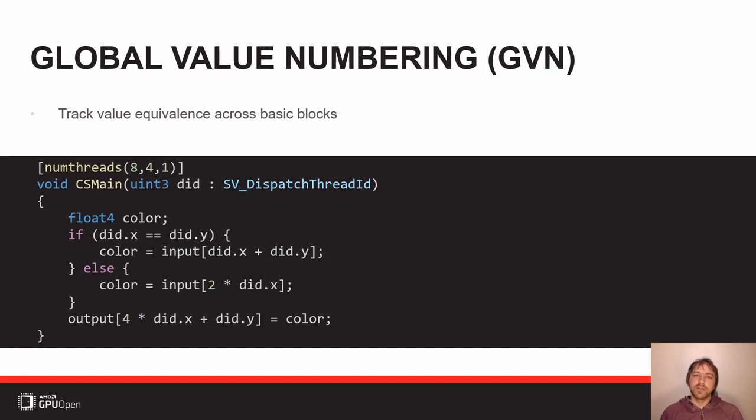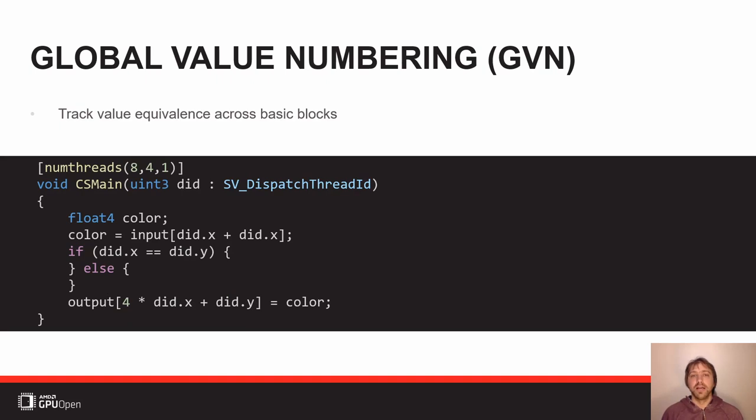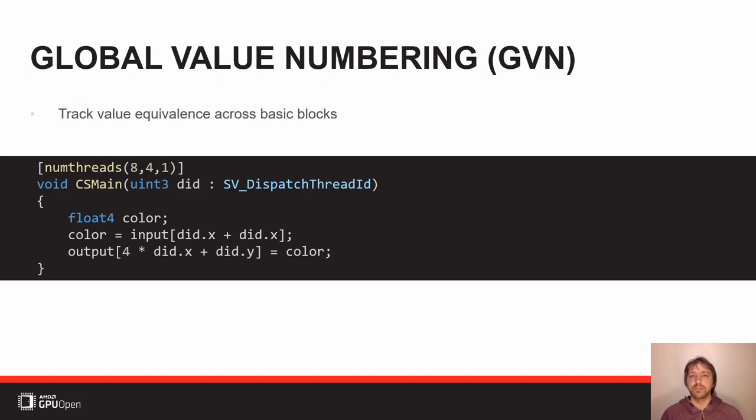Now, global value numbering in many ways is a common subexpression elimination that's more powerful. It can also do certain analyses across basic blocks. So in this example here, which is a bit artificial, but bear with me, we know that if we take the true case of the if statement, then did X and did Y are in fact the same thing. So we can simplify that indexing expression there. And then from there, we can even tell that the expressions are the same on both sides of the branch. So we can pull it out, lift it into the block above. And then dead code elimination can get rid of the entire branching structure, and we get much simpler code.